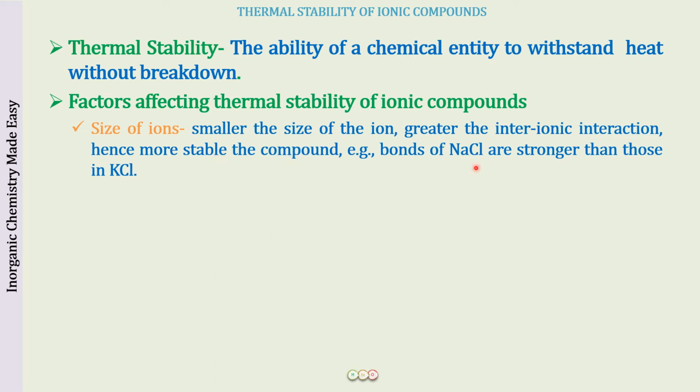For example, if you have to compare the thermal stability of sodium chloride and potassium chloride, the sodium ion is going to be smaller in size than the potassium ion. The chloride ions are going to be the same. So what we will be seeing is that the bond between the sodium ion and the chloride ion in NaCl will be stronger than the bond between the potassium ion and the chloride ion, and hence sodium chloride is going to be more stable than potassium chloride.